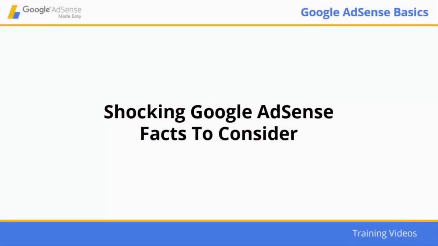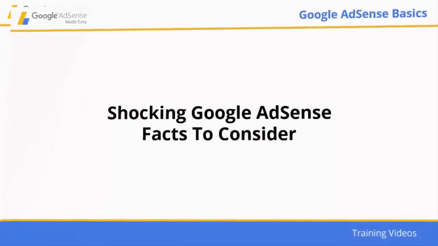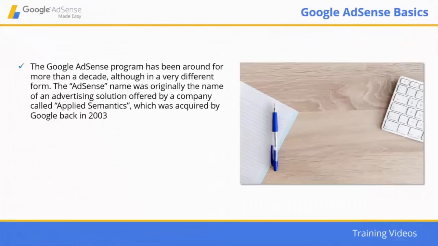Shocking Google AdSense facts to consider. The Google AdSense program has been around for more than a decade, although in a very different form. The AdSense name was originally the name of an advertising solution offered by a company called Applied Semantics, which was acquired by Google back in 2003.